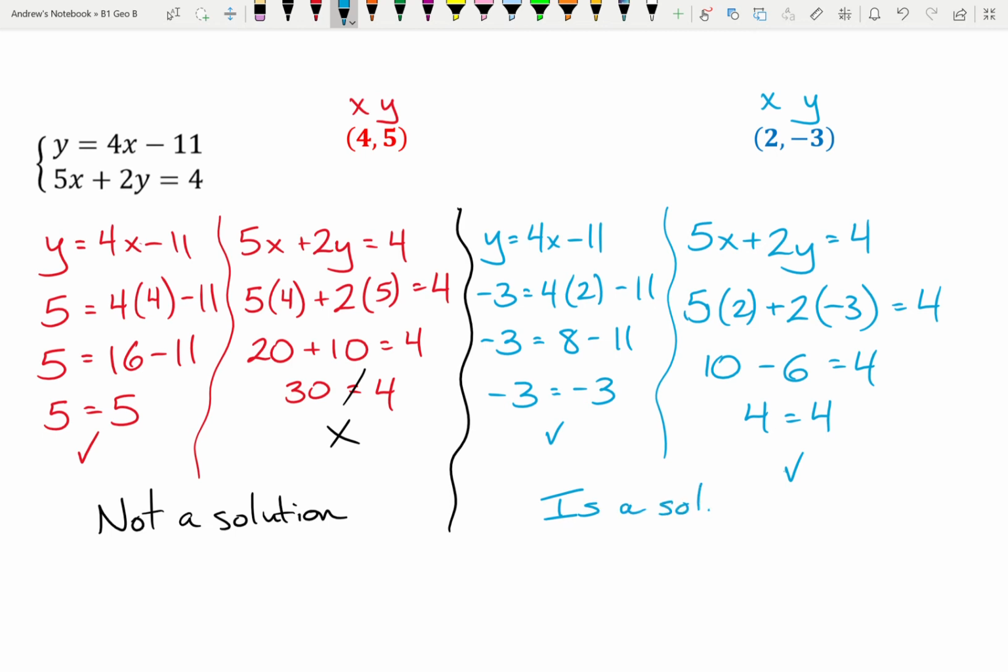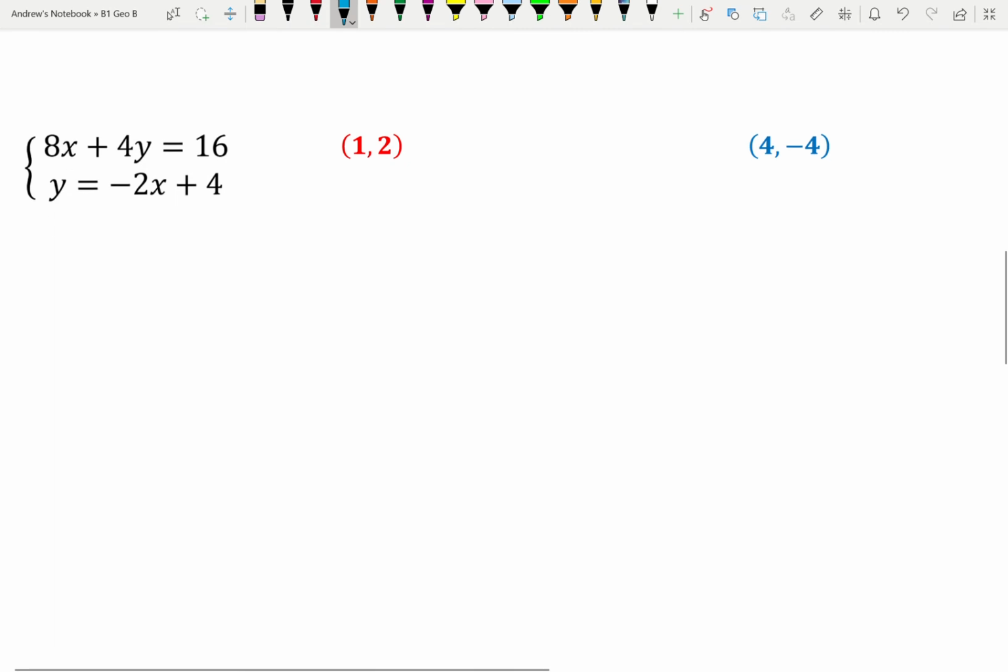Right. And that's really all we're doing today, is we're just checking out these points, seeing if they work out or if they don't. Ugh, these ones look a little nasty, but let's talk them through. On this one we've got 8x plus 4y equals 16 and y equals negative 2x plus 4. So let's try out this first point here.